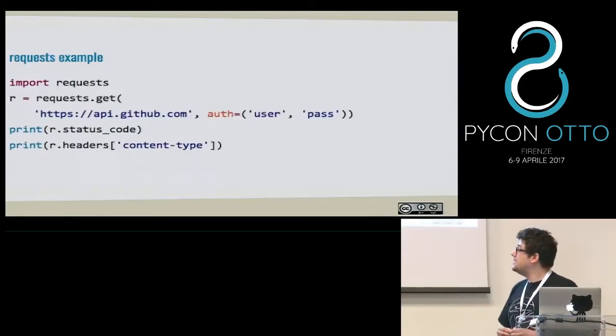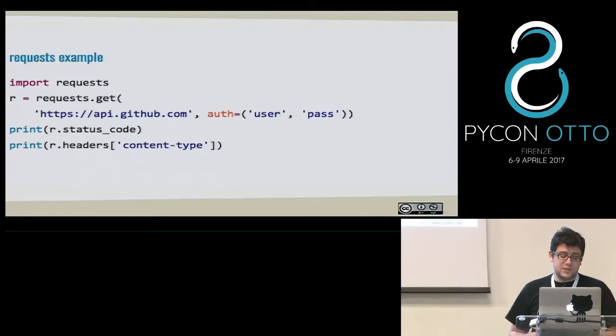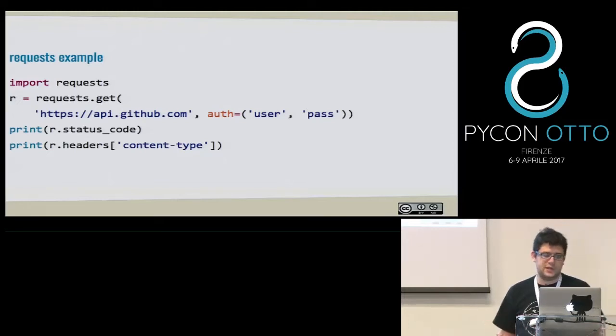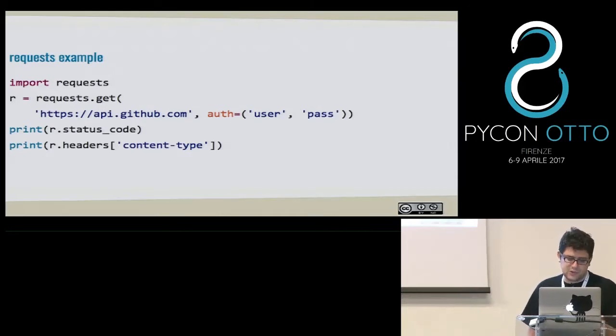That's it. You import the library, you use the get method on the library itself. You just pass the URL and the parameters for the authentication, and you don't have to do anything else. The r object, in this case, contains the response. You can immediately investigate what the status code is, what the headers are, and whatever you may need to read.